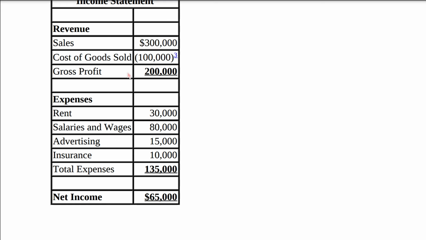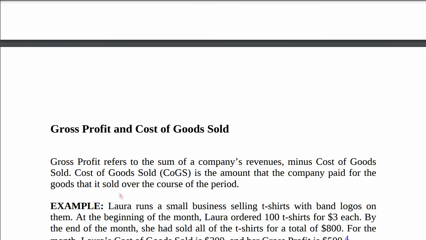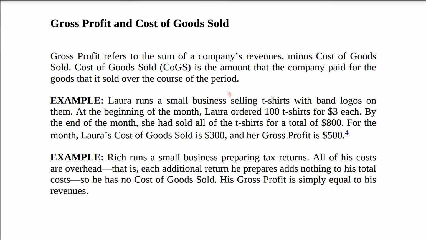Okay, so finally in crux, revenue, like sales, minus cost of goods sold is gross profit, and gross profit minus total expenses will be our net profit or net income. Okay, now moving to, here we have explained in detail.